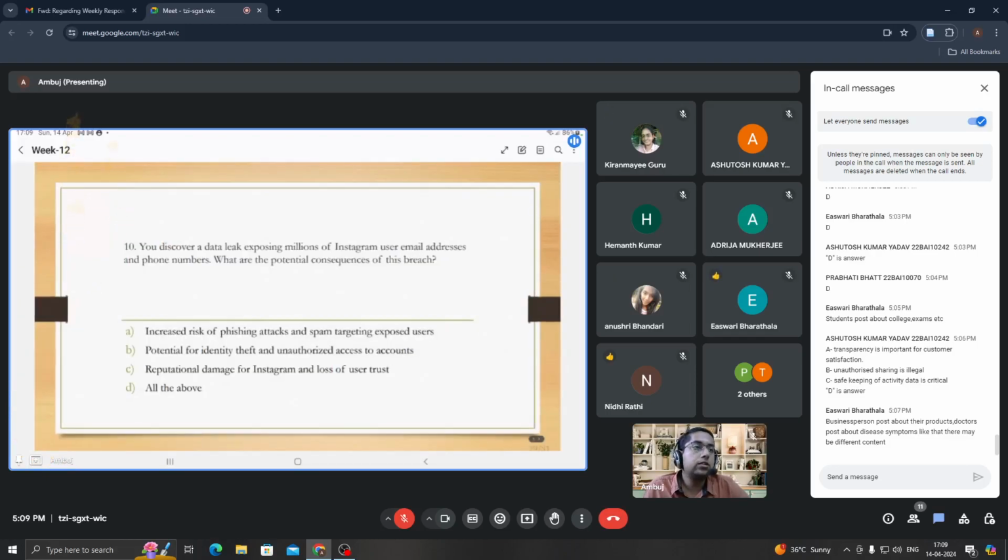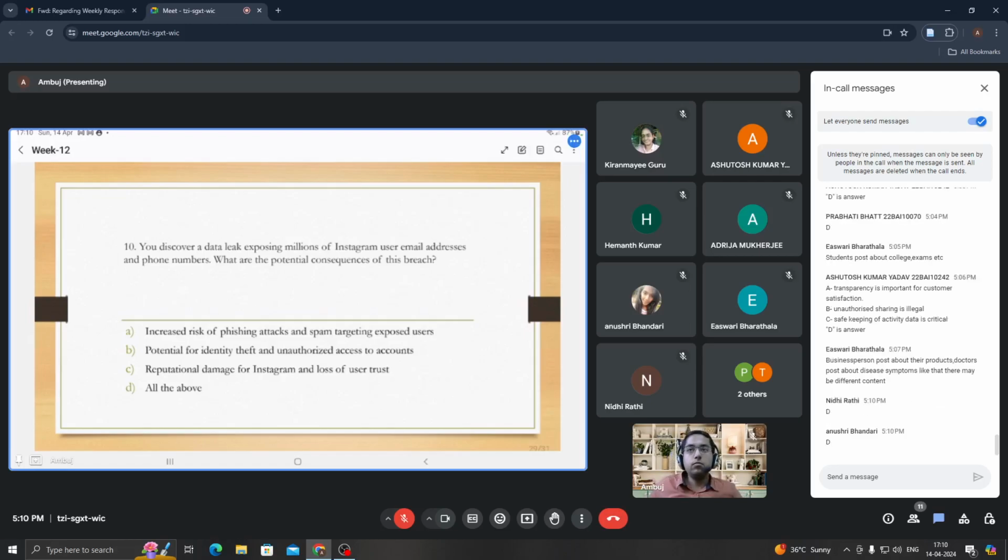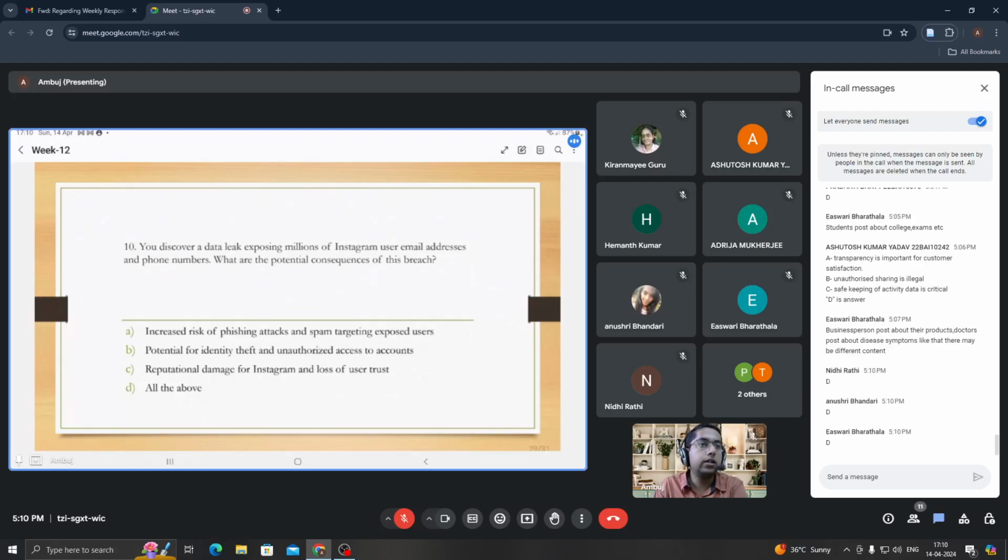The 10th question, the last question for the day. You discover a data leak exposing millions of Instagram user email addresses and phone numbers. What are the potential consequences of this breach? A, increased risk of phishing attacks and spam targeting exposed users. B, potential for identity theft and unauthorized access to accounts. C, reputational damage for Instagram and loss of user trust. Or D, all of the above. Try to answer. Every one of you should try to answer this question.